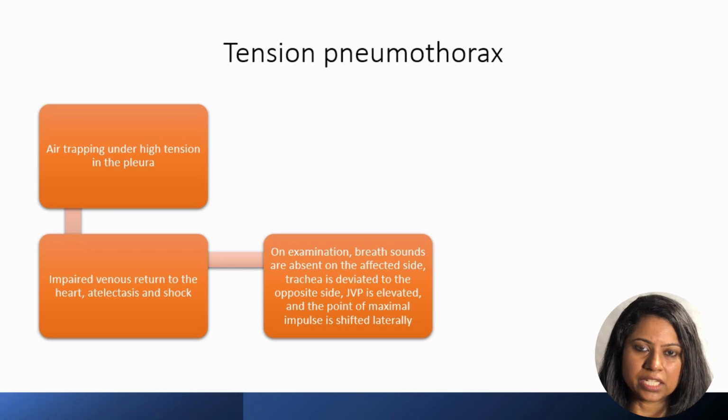On physical examination, breath sounds are absent on the affected side, and there is tracheal deviation to the opposite side with mediastinal shift. The point of maximal impulse shifts laterally, and JVP is elevated.